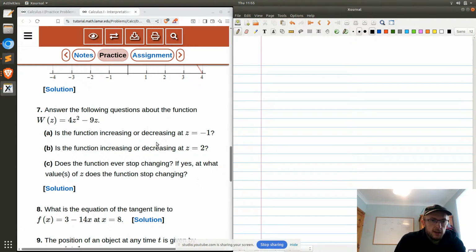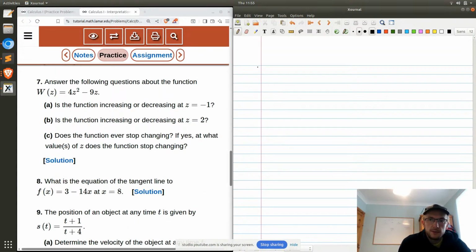Now, let's answer the following questions about the function w of z, which is defined as 4z squared take 9z. Is the function increasing or decreasing at z equals -1? So we have to take the derivative, find w prime of z, and that is just 8z minus 9, and w prime of -1 is -8 take 9, which is -17.